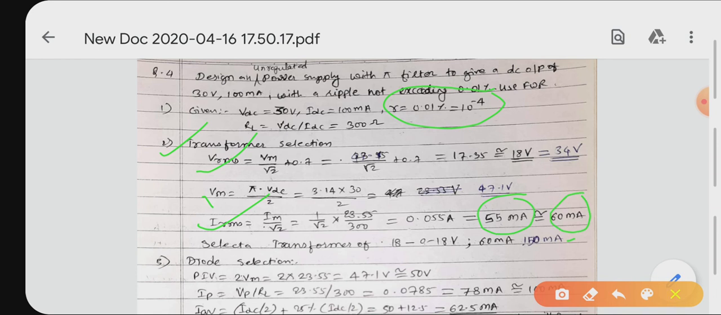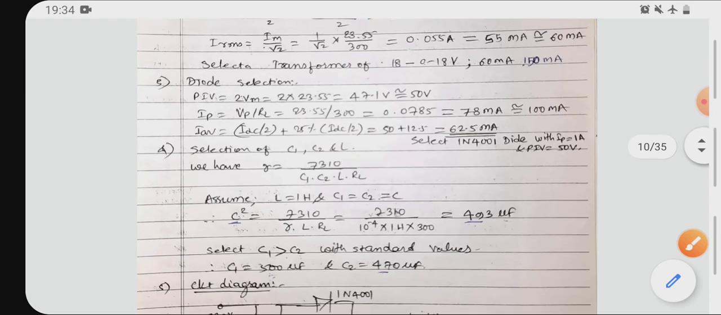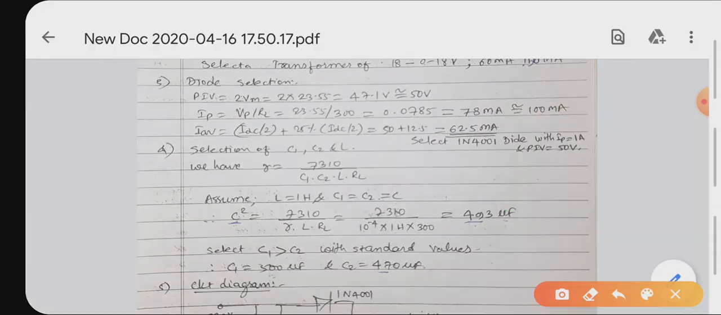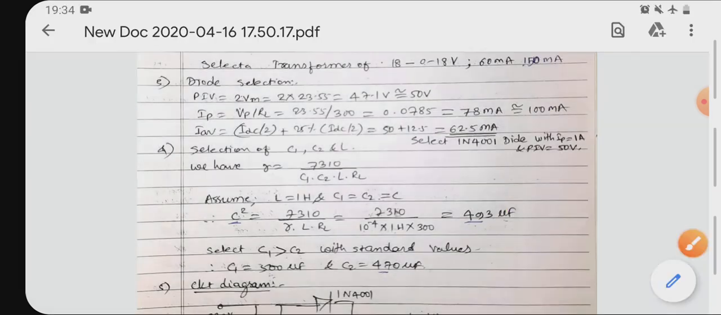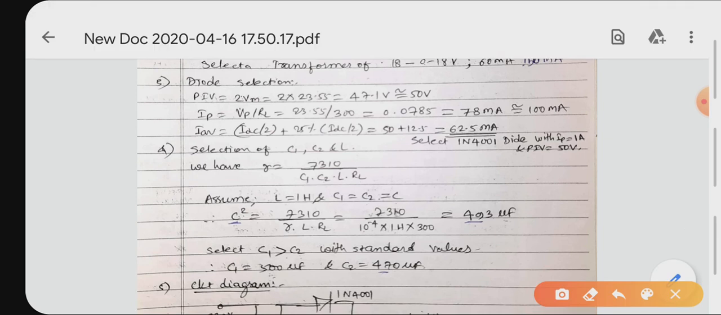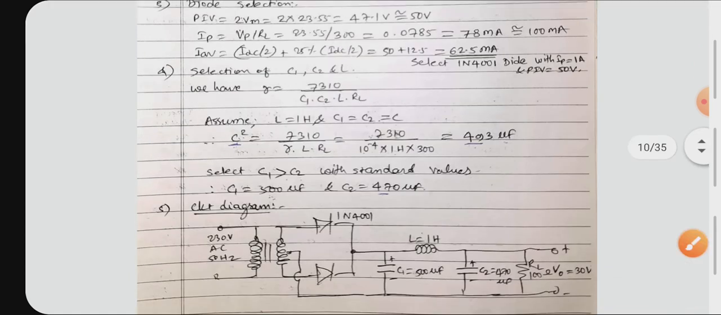Okay, next, diode selection. So based on the PIV rating, IP and I average calculation, you will select the diode 1N4001 with PIV equal to 50 volt. Now this is very important, selection of C1, C2 and L. Okay, so all the three parameters are unknown.